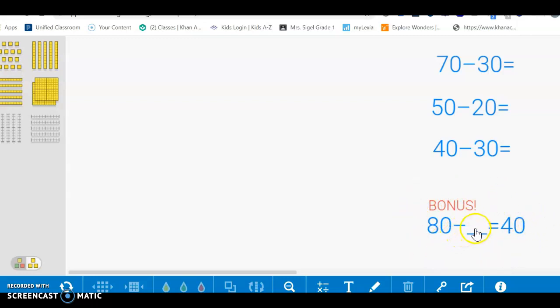If you think that you're ready for a bonus or a challenge, I have one here. 80 minus something. Now I gave you the answer, but you're missing something over here. So using what you know about the digit in the tens place, I'm challenging you to figure out what's missing over here. And I think some of you can work on that.